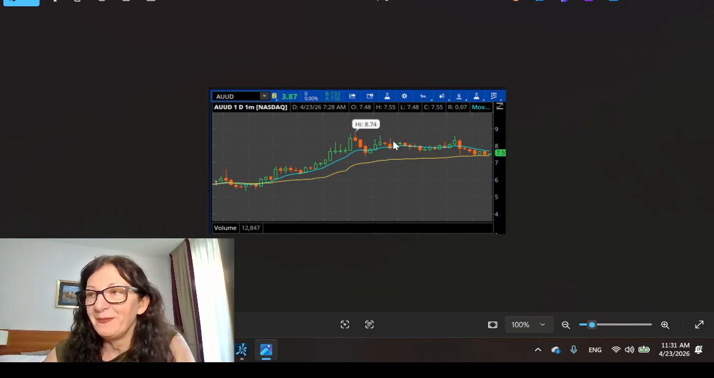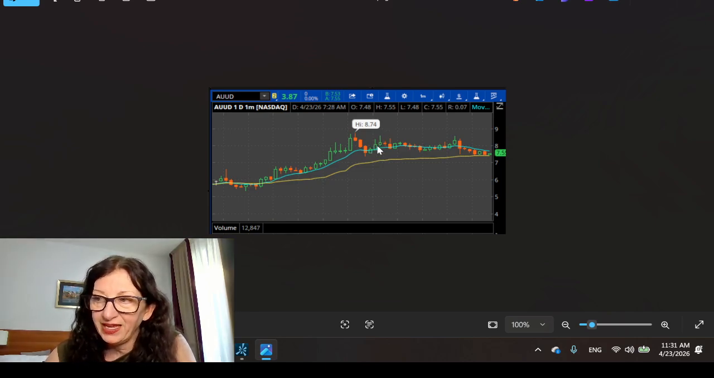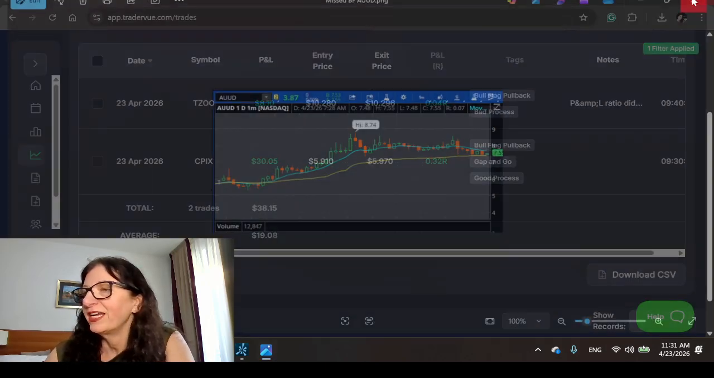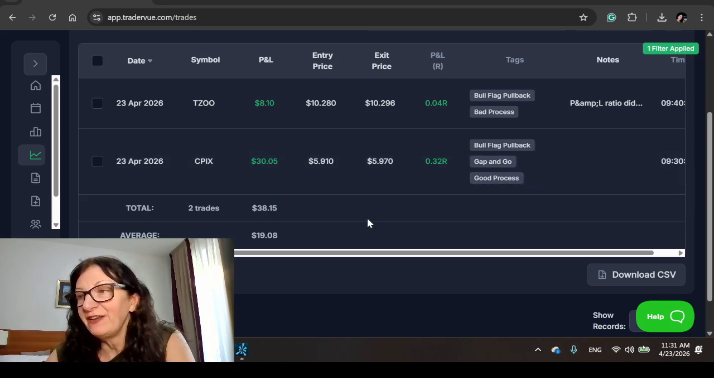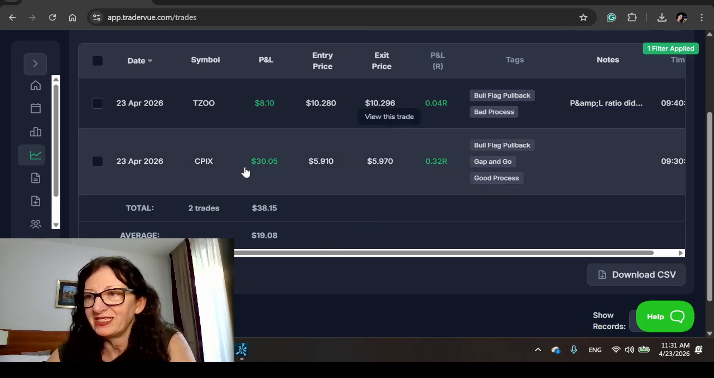But anyway, I missed this right here. I missed this move. And I was glad I did because these topping tails signaled a potential reversal, right? All right. Then I did finally, at the open, trade CPIX.